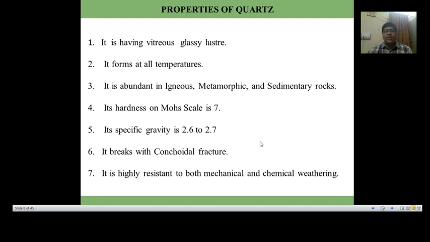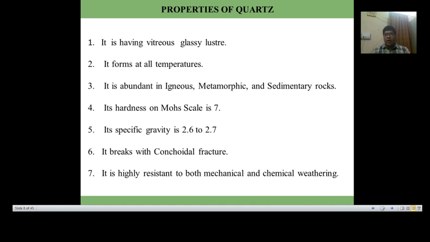Its specific gravity is 2.6 to 2.7. The specific gravity will remain 2.6 to 2.7. It breaks with conchoidal fracture. Conchoidal is a terminology obtained from geology. This is a geological term that has been used.